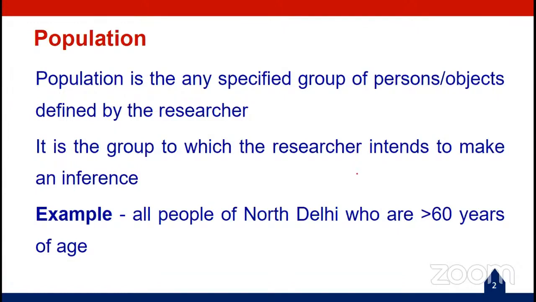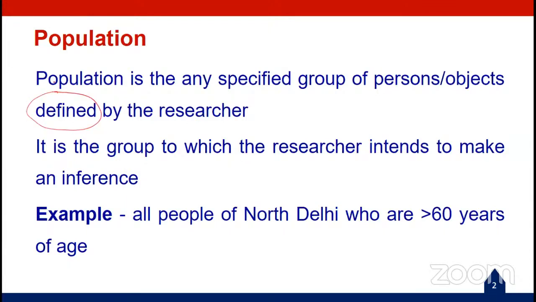We are making our inference to that particular group. We want to make some conclusion about that group. So that is nothing but the target population. And you need to also note that the population is defined by the researcher. It is not the naturally occurring population. So with respect to sampling, the population is any specific group which is defined by the researcher.